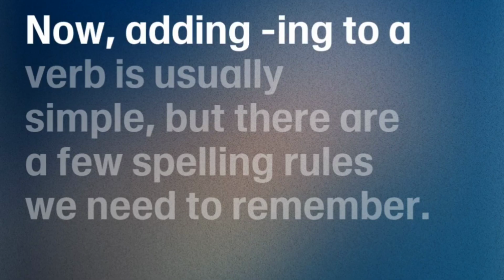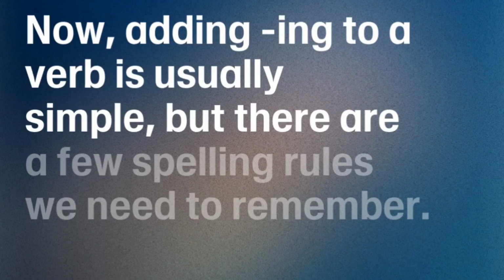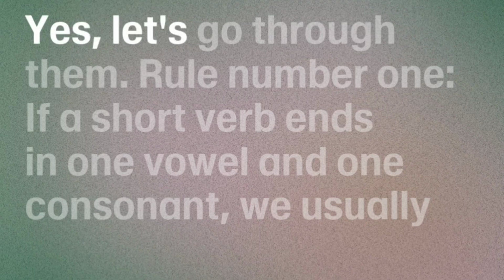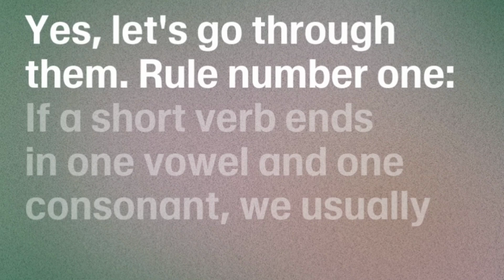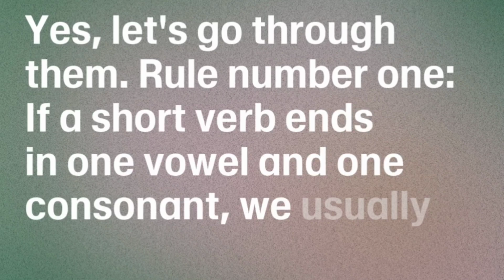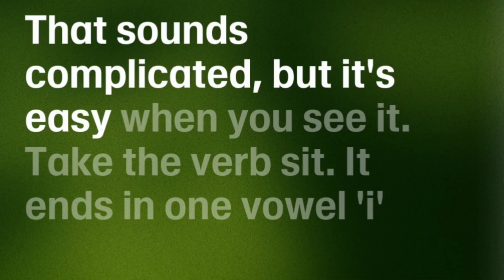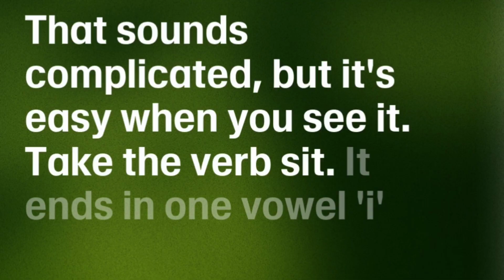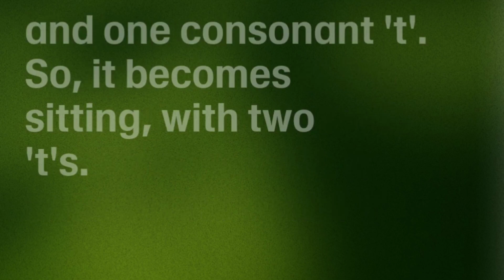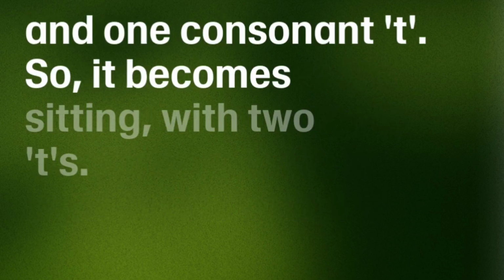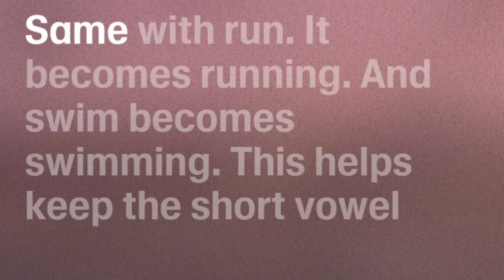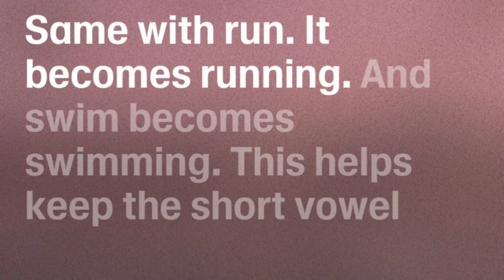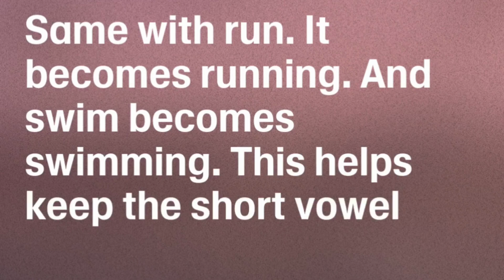Now, adding ing to a verb is usually simple, but there are a few spelling rules we need to remember. Yes, let's go through them. Rule number 1. If a short verb ends in one vowel and one consonant, we usually double the last consonant. That sounds complicated, but it's easy when you see it. Take the verb sit. It ends in one vowel, I, and one consonant, T. So it becomes sitting with 2 T's. Same with run. It becomes running. And swim becomes swimming. This helps keep the short vowel sounds.